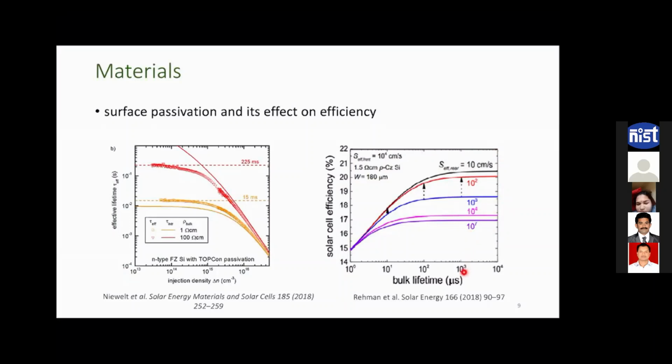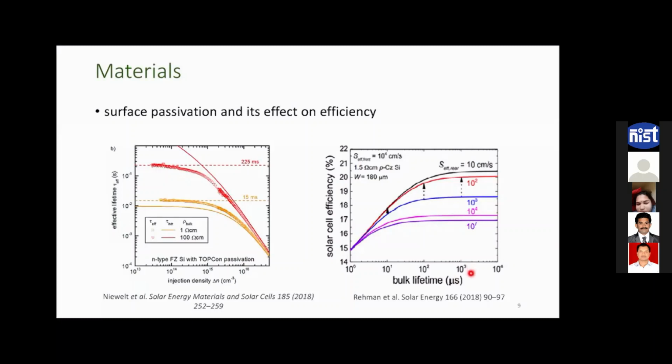Now, if you choose to start with a crystalline silicon wafer having bulk lifetime of 1 millisecond, and your passivation quality is not good because here your surface recombination velocity is quite high, that means there are many surface recombination events where you are losing your photogenerated carriers. Your efficiency could be as low as 16%.